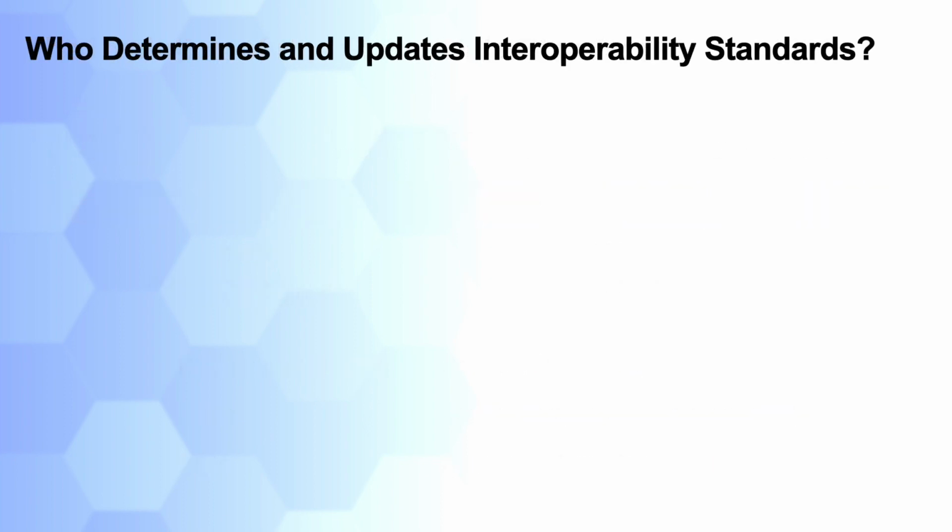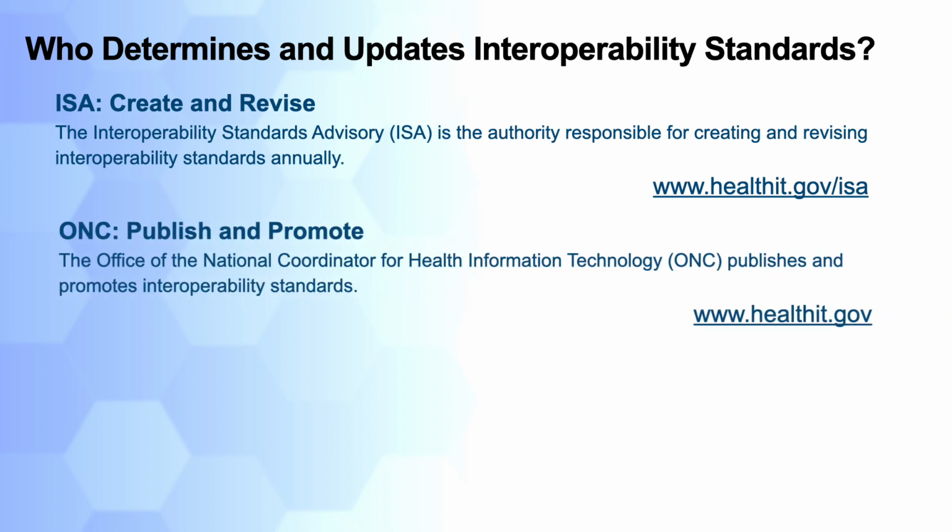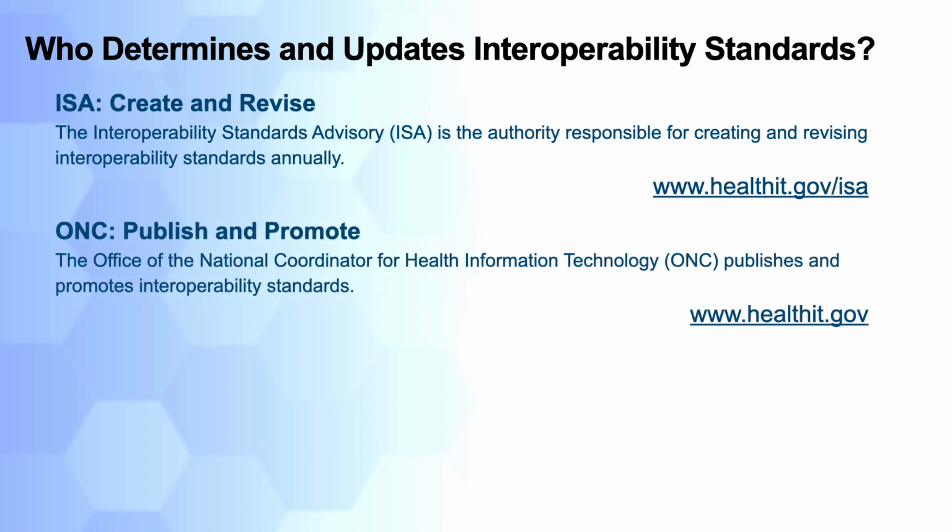The Interoperability Standards Advisory, or ISA, is the authority who governs these healthcare data formats as they evolve. More information about the ISA can be found at www.healthit.gov/ISA. When the ISA creates or updates these standards, the Office of the National Coordinator for Health Information Technology, also known as ONC, publishes and promotes them. The ONC's website, healthit.gov, has become a central hub for the latest standards regarding healthcare interoperability.